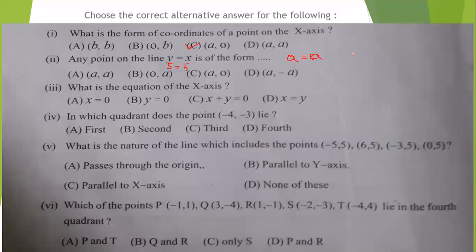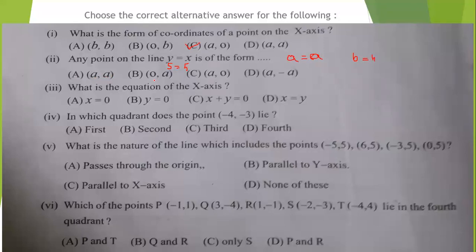Or if y is B, what will be x? X will also be B. Means both are equal, both are same. So here if you will see, the alternative A is A comma A. Both are same. So this is my answer. But before marking this as an answer, let us check the other alternatives also.